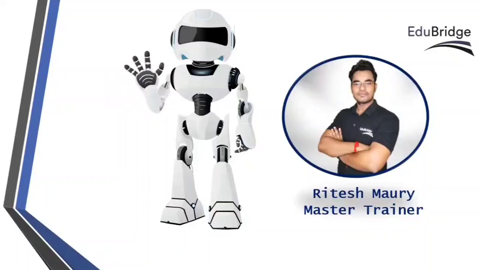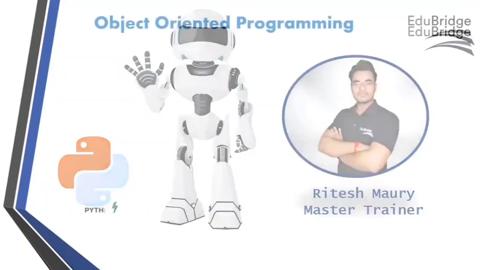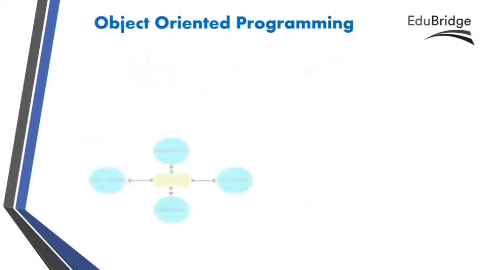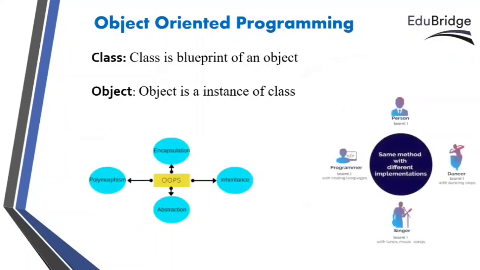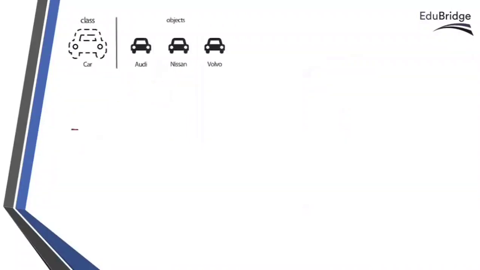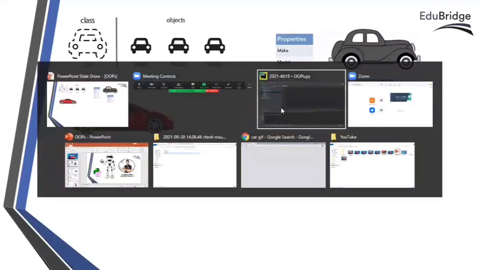So in the last video we discussed the object oriented concept in Python in a theoretical way. We discussed the process we have to follow, and also one real life example, the car example, where Car is a class and different names like Audi, Nissan and Volvo are objects with different properties and methods. Let's do it in the practical implementation.